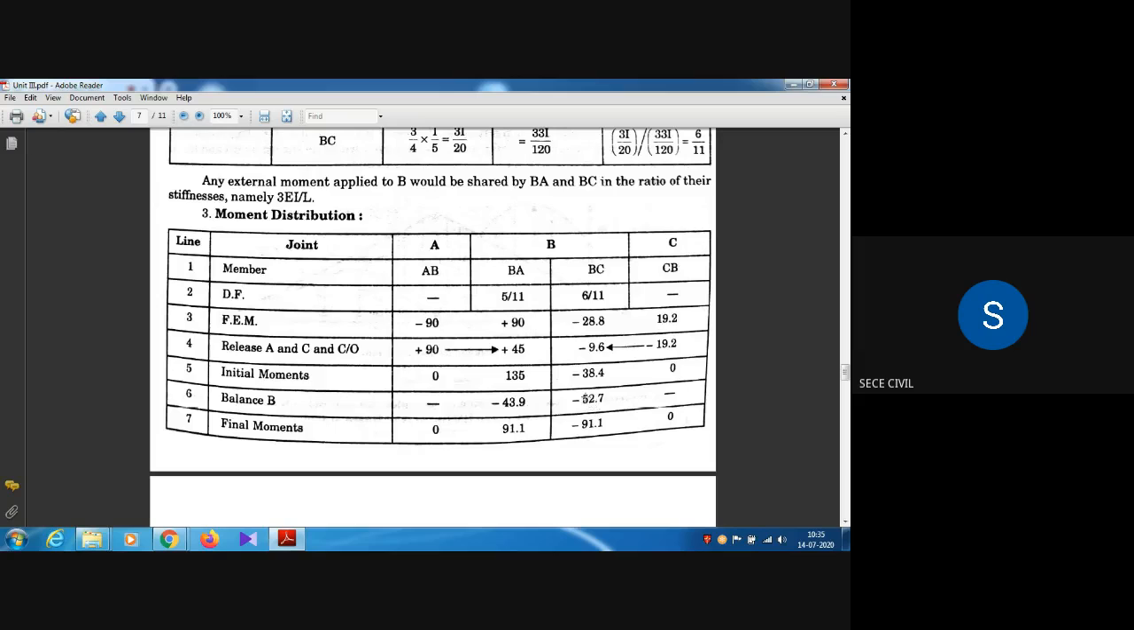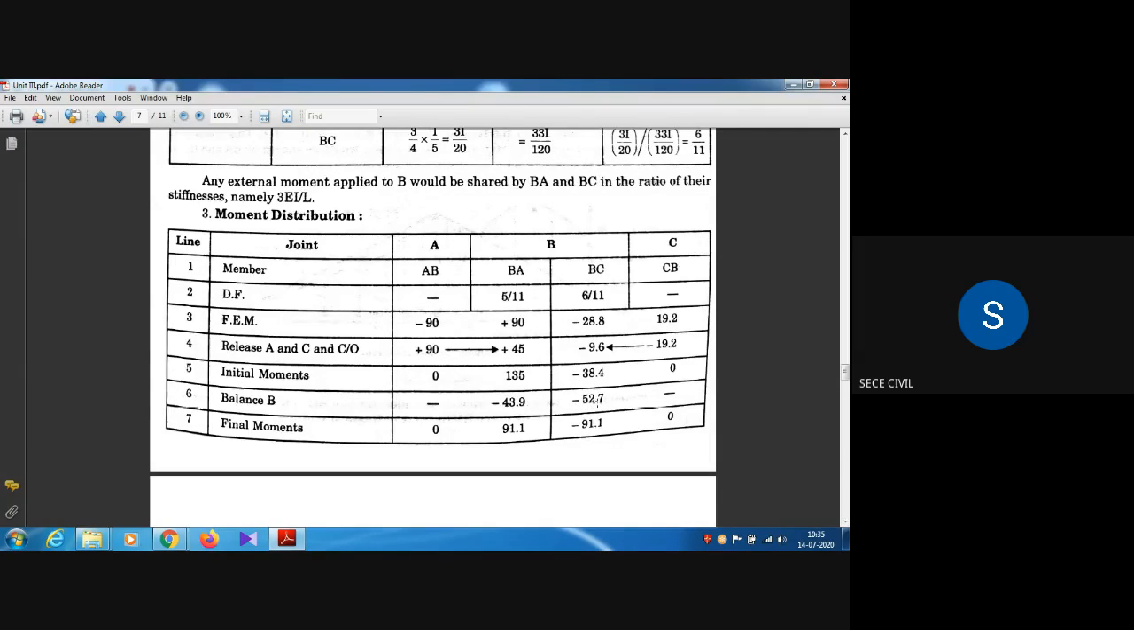Similarly, in this joint BC also, the difference is plus, so we have to apply minus 96.6 into 6 divided by 11. What is the value? Minus 52.7, sir. Work it out on the calculator, don't just look here and say the answer. Okay. So minus 96.6 into 6 divided by 11, we are getting minus 52.7.